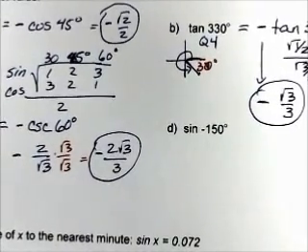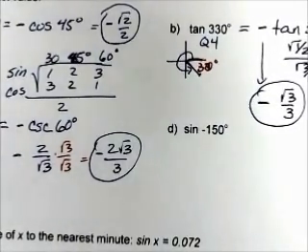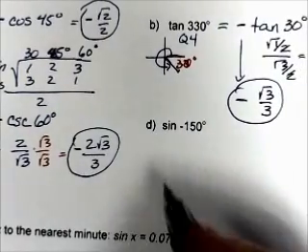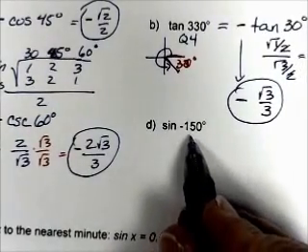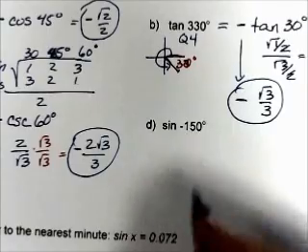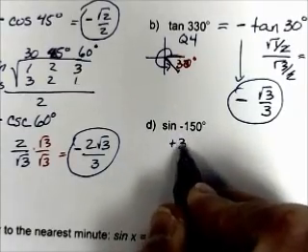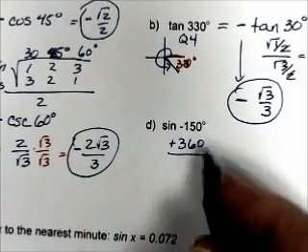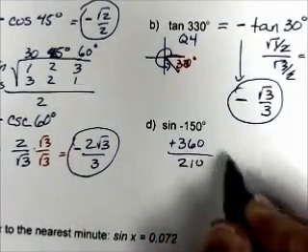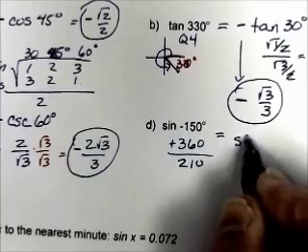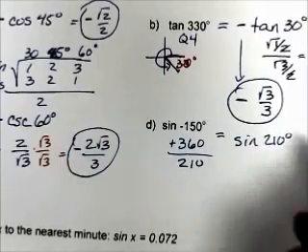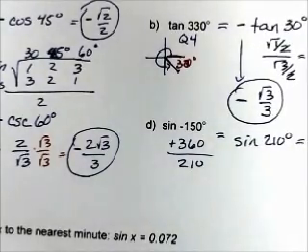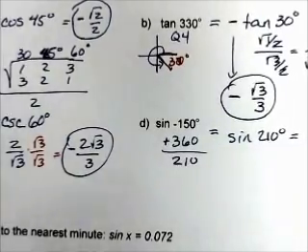D, the sine of negative 150 degrees. Negative 150. I could add 360 to get a coterminal angle. So if I add 360, that's 210. So this would be equal to the sine of 210, which is not an acute angle, so I'll have to express it in terms of its reference angle.